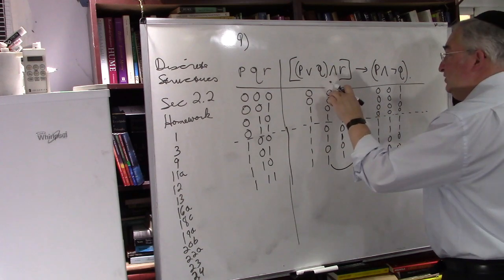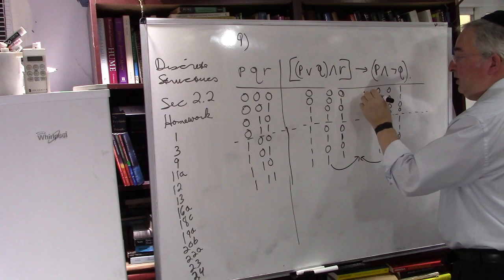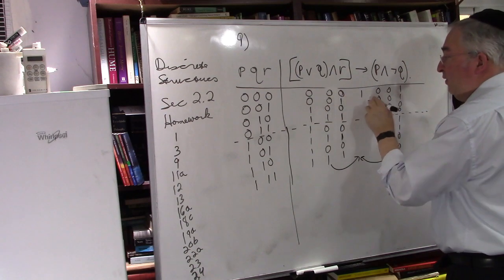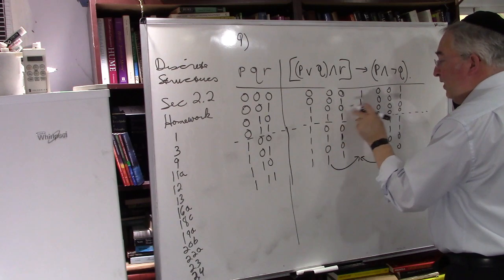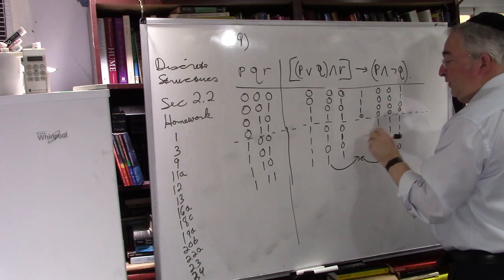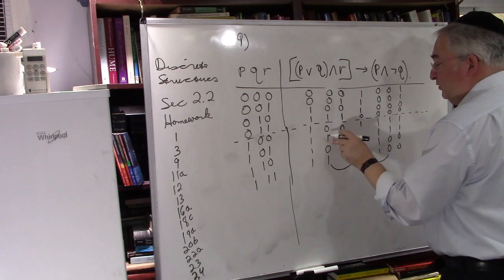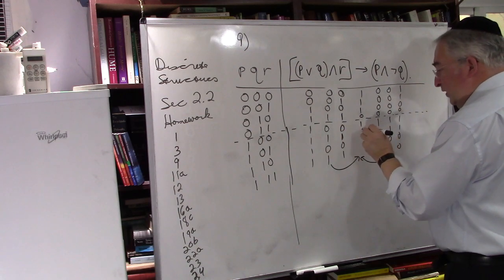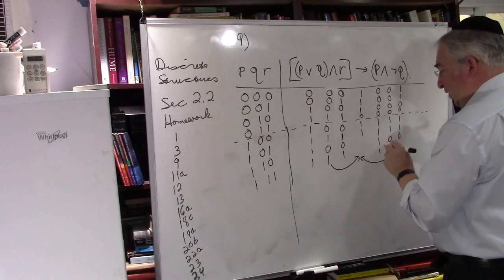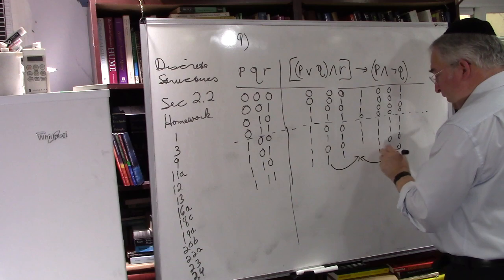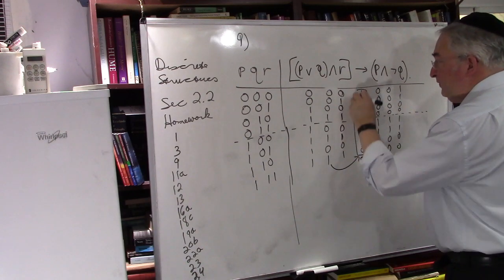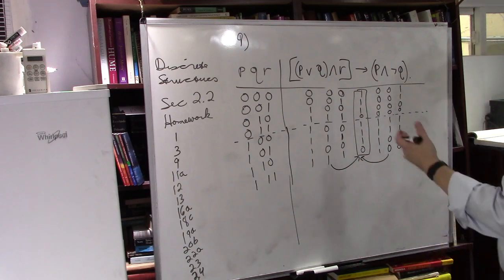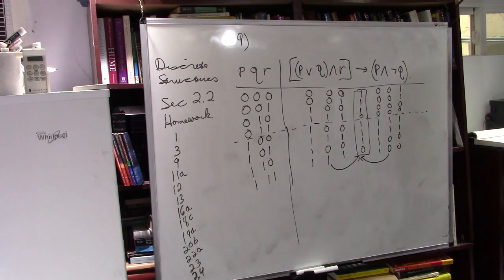So ready? 0, arrow, anything is 1. 0, arrow, anything is 1. 0, arrow, anything is 1. 1 arrow, 0 is 0. 0 arrow, anything is 1. 1 arrow, 1 is 1. 0 arrow, anything is 1. 1 arrow, 0 is 0. That's our final answer. Again, I might have made a mistake, but that's the way you do it. Okay, so that's 9.